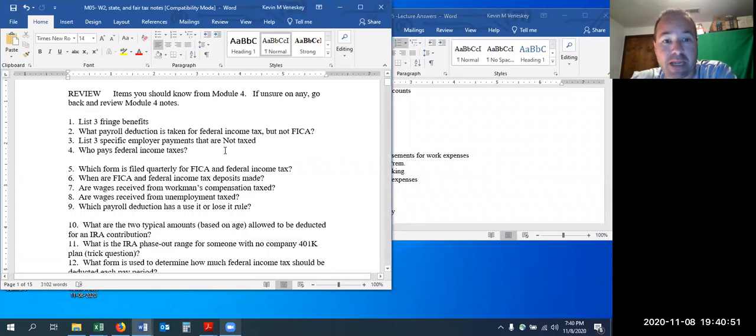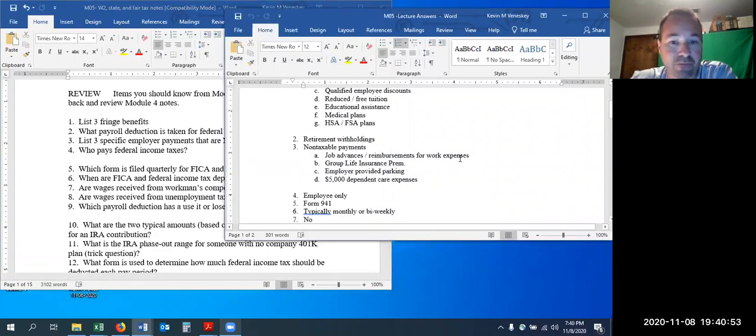List 3 specific employer payments that are not taxed. There are more than 4, but I just picked 4 here. Anytime the employer pays you back or pays you ahead of time for future expenses that are going to arise, you don't have to be taxed on that. If they pay for group life insurance premiums, great, nothing you have to worry about there. If they pay for your parking, or for dependent care expenses, where they actually provide the child care, and it's up to $5,000, it's not taxable to you.